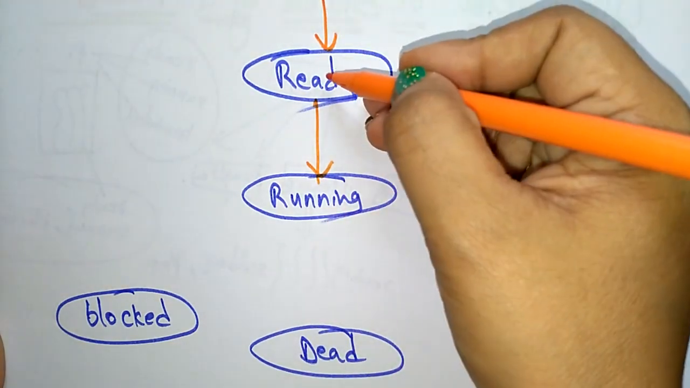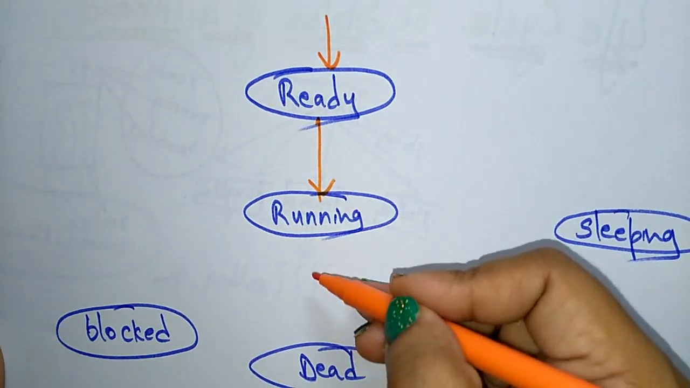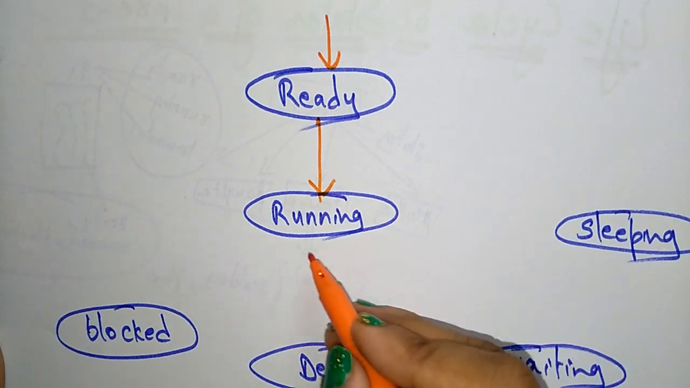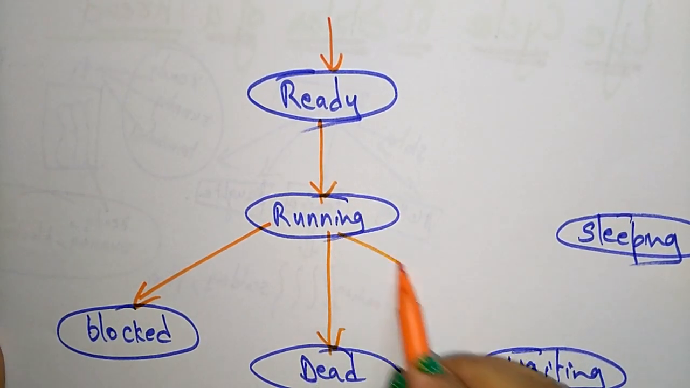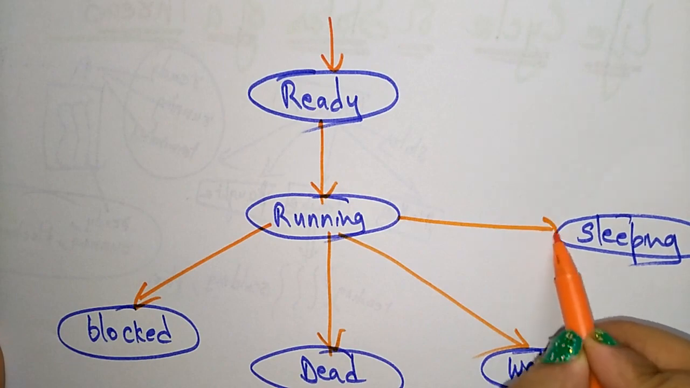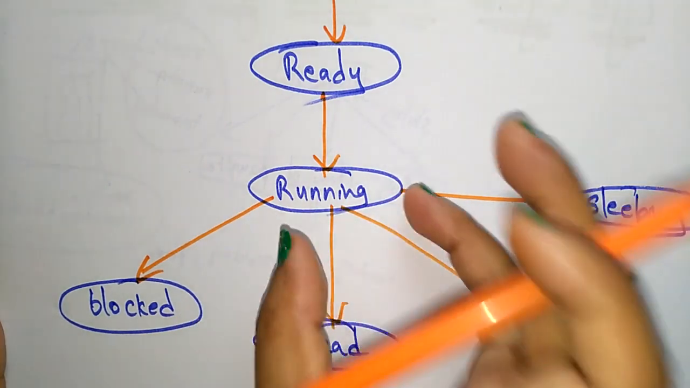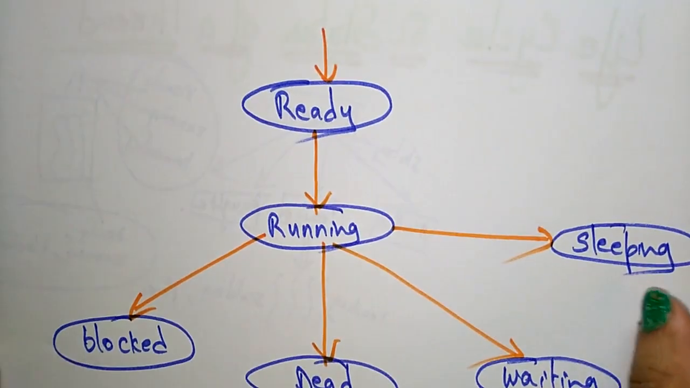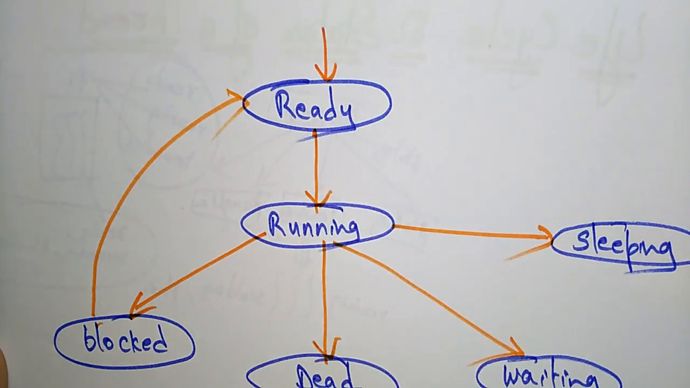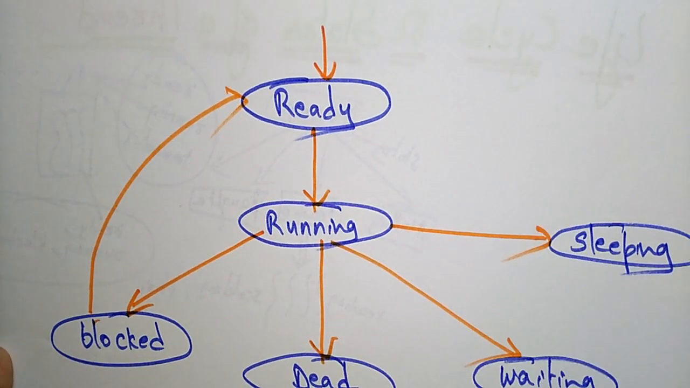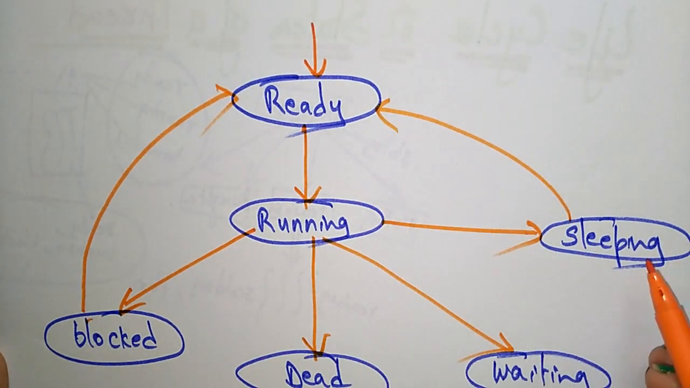Let me first write this. Whenever I start the program, the thread goes to the ready state. Then from ready it comes to the running state. While running, it may be blocked, or it may become dead, or it may go to the waiting state, or to sleeping. If the blocking is over, it again goes back to ready to start the thread. And if the sleeping time is over, it again sends the signal to ready.